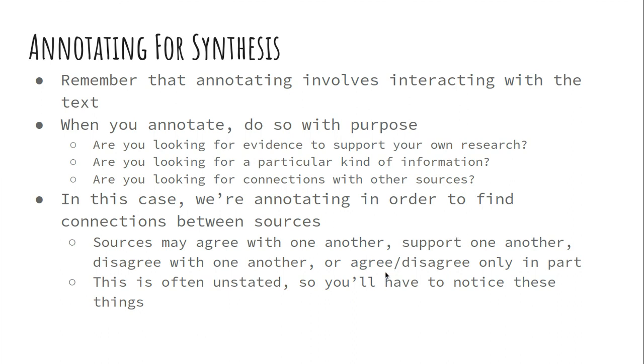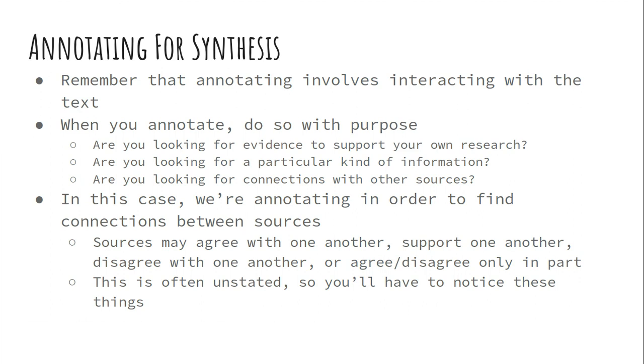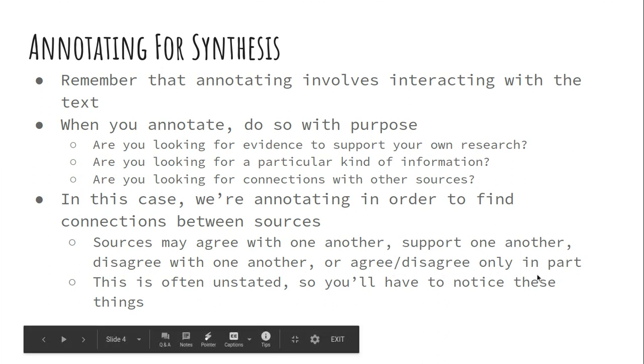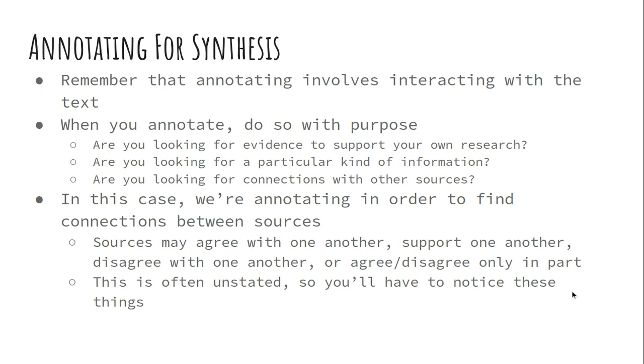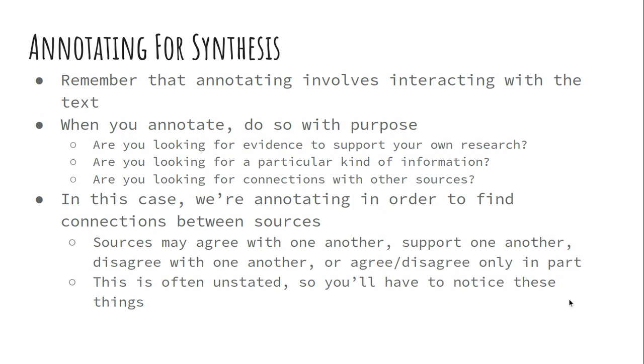So sources might connect or intersect in lots of different ways. They might agree with one another, support one another, disagree with one another, or agree or disagree, but only partially. And most of the time, this isn't stated directly. So you'll have to notice those things and make note while you're annotating, right? You might say, oh, well, source A seems to support source B, or source A directly contradicts what source B is saying. And those are the things that you'll need to look for and take note of while you're annotating.